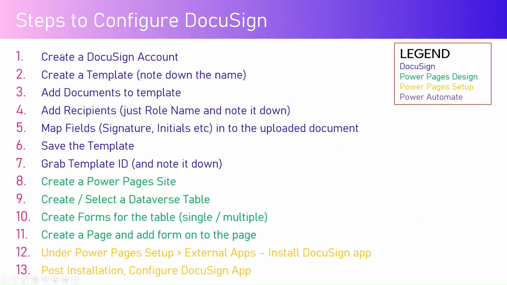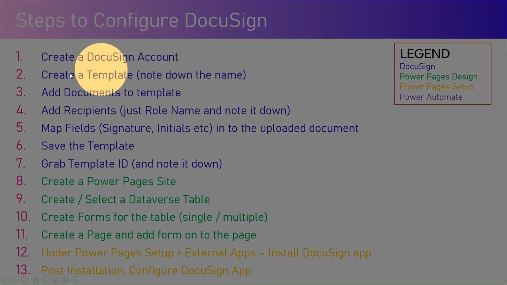Anything in blue you need to do in DocuSign. So, what you need to do in DocuSign is first create a DocuSign account. You need to create a template, note down the name of the template, add documents to the template for which you are looking for a signature, add the recipients, map fields, save the template, and grab the template ID. Wherever I have written "note it down," keep that handy somewhere in Notepad so that you can use it when you configure the Power Pages setup.